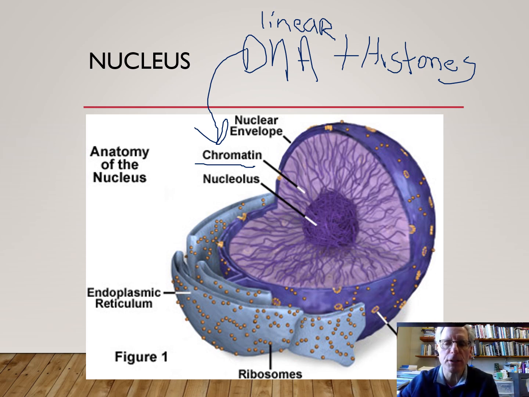Gene expression occurs inside the nucleus, and processing of RNAs occurs inside the nucleus. The site where ribosomal RNAs are synthesized inside the nucleus is called the nucleolus. So that's a site of ribosomal RNA synthesis.